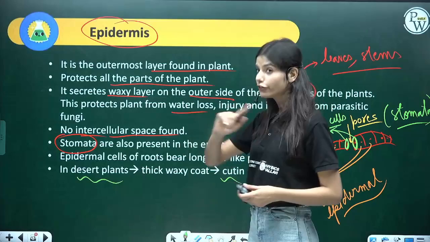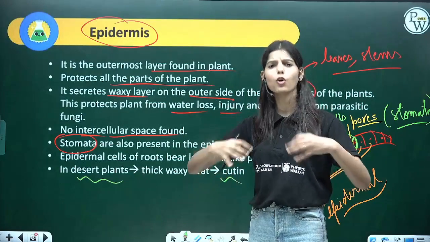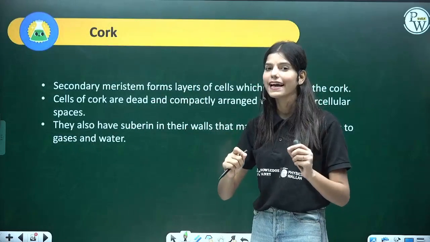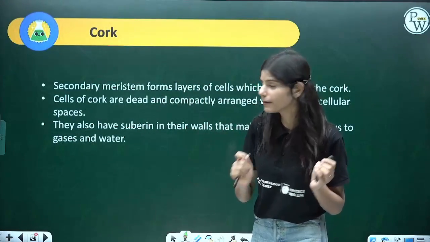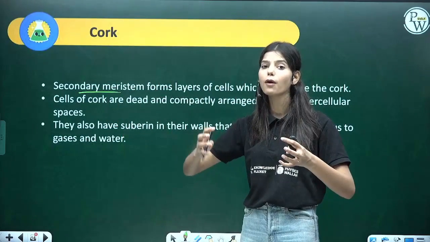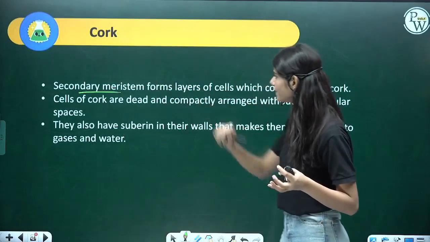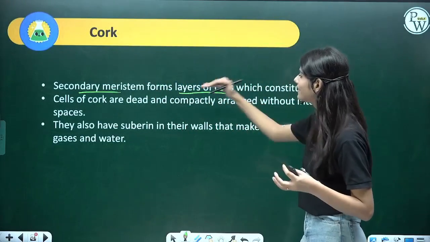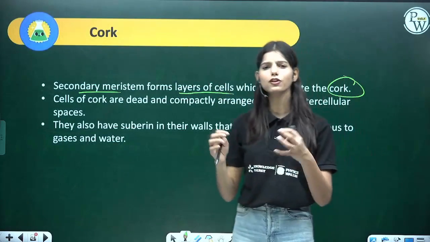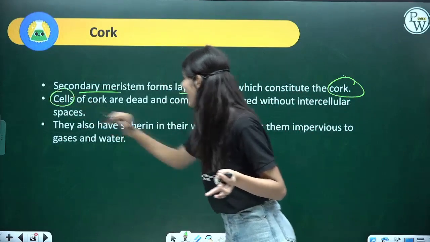Okay, guys, also let's talk about one more covering which is found in old plants. This covering is what we call cork. Cork is formed by secondary meristem. The secondary meristem divides and forms cells, and these cells comprise the cork. Now what is so special about this cork? First of all, guys, the cells of cork are actually dead.